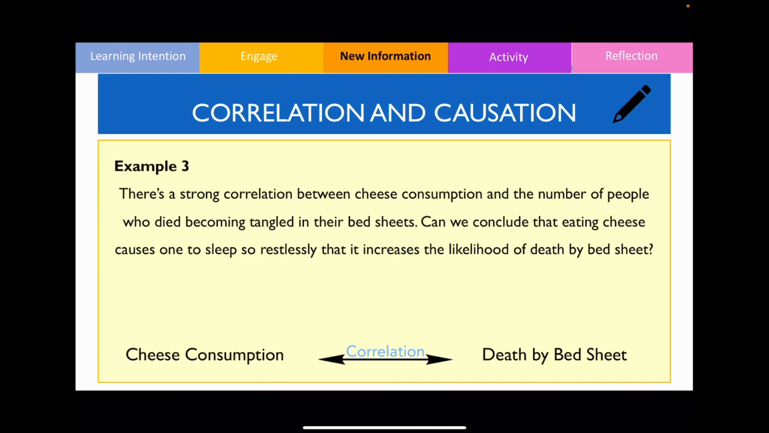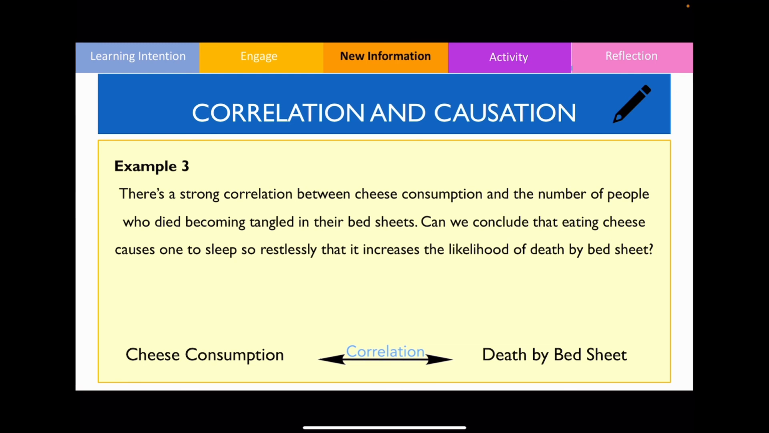In the final example, it reads, there's a strong correlation between cheese consumption and the number of people who died becoming tangled in their bed sheets. Can we conclude that eating cheese causes one to sleep so restlessly that it increases the likelihood of death by bedsheet? In this example, there appears to be a ridiculous correlation between the two variables, as there is no association between the two variables in real life.